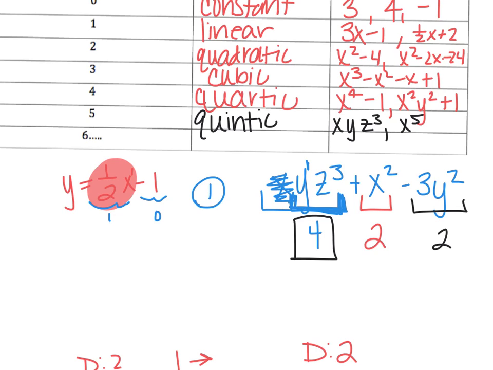Now, anything 6 and larger is just going to be called by that number. So like the 6th degree, the 7th degree, the 8th degree, and so on. Okay, so x to the 6th, x to the 7th, whatever it is. You're just going to call it by that amount of degree.